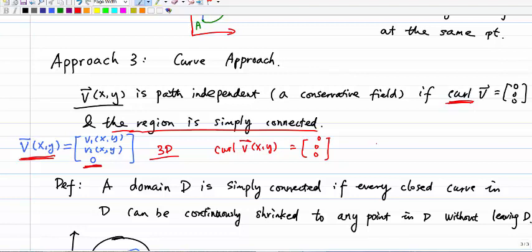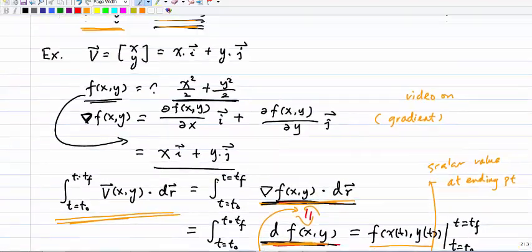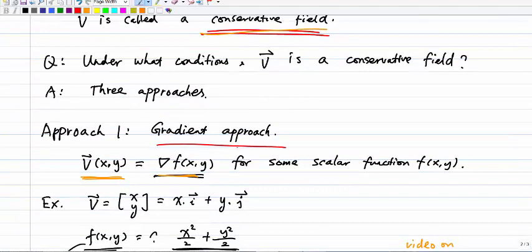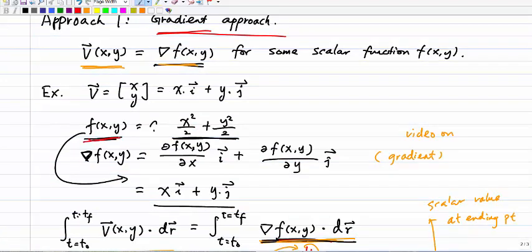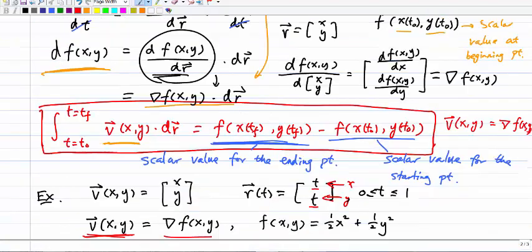Typically the last one is a little bit limited because we need to compute the curl, right? Curl only applies to 3D, which means you can only use this one to check if the field is conservative for a 3D vector field, but not for high dimensional ones. Generally speaking, the first one, the gradient approach, is more popular. It doesn't matter what dimension you have, but it's a little bit complicated. You have to find the scalar field, and you take the gradient of that scalar, which gives you the vector field.